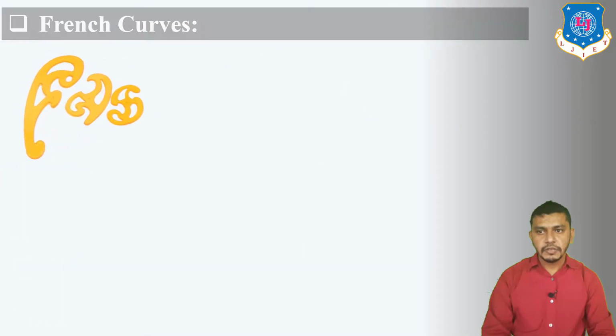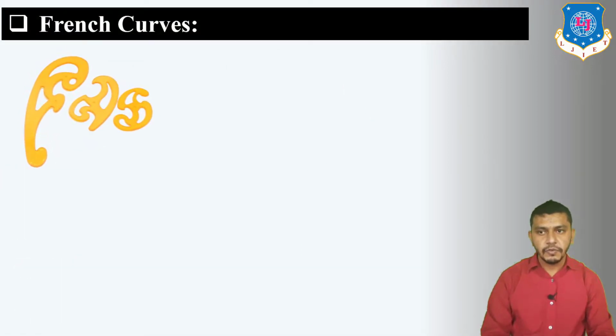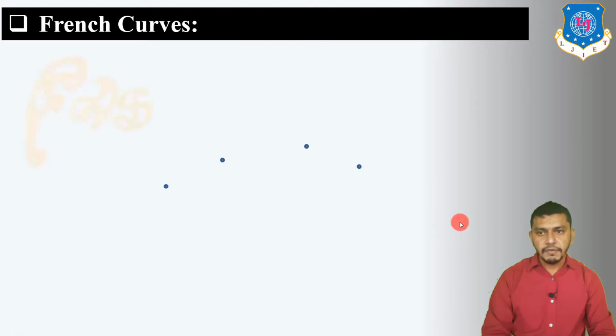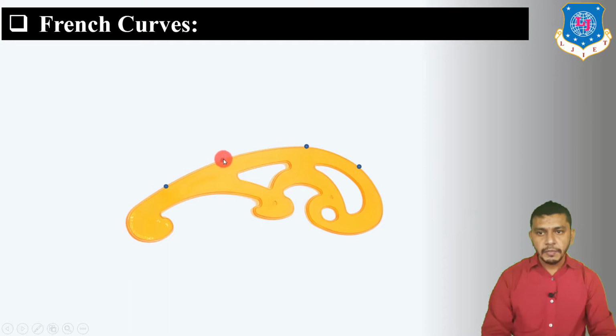So next is French curves. So what is the use of the French curves? French curves are used to draw smooth freeform curves passing through different points. For example, if you want to draw a curve passing through these points 1, 2, 3, 4, then what will we do? We will take the French curves and set the points on the periphery of the curve. Okay, and then we will draw the curve like this. So if you want to draw a curve passing through different points, we will use the French curves. But generally in engineering graphics, we are drawing the freehand curves.